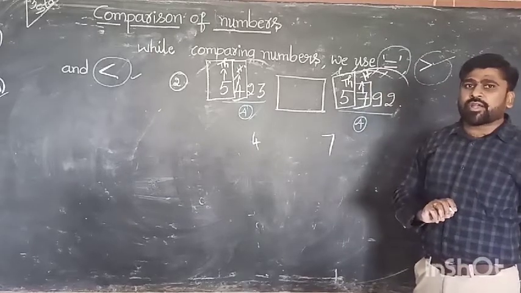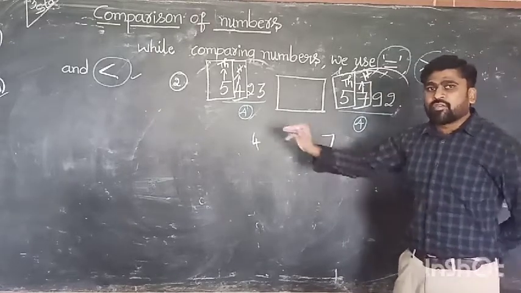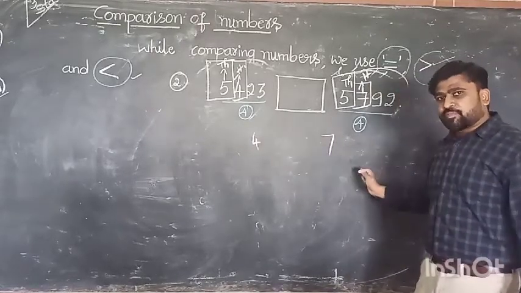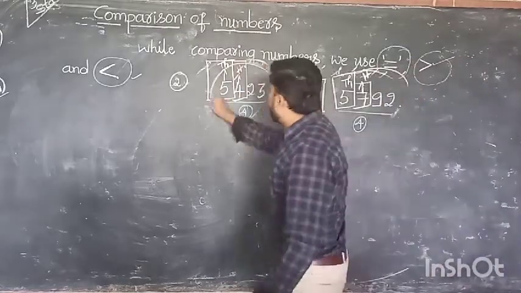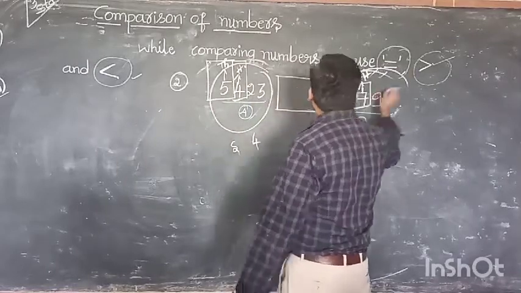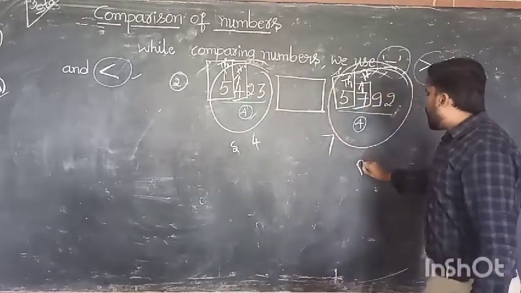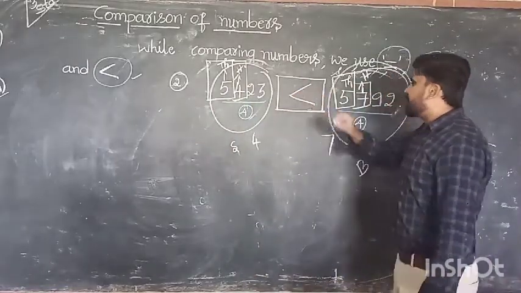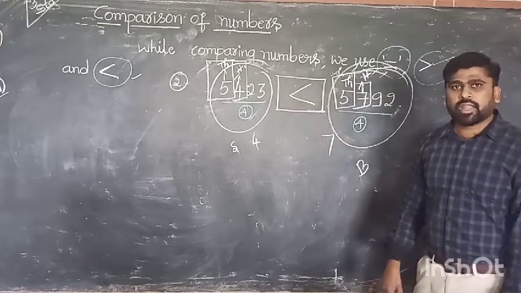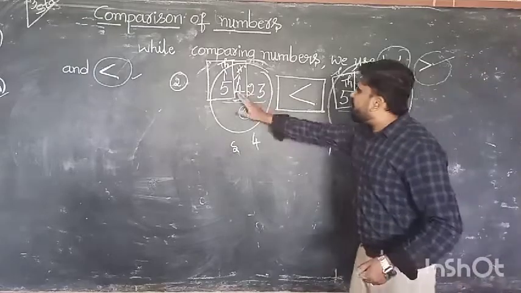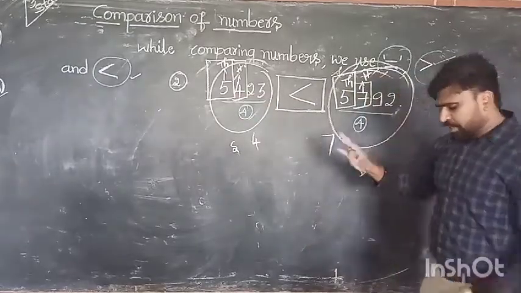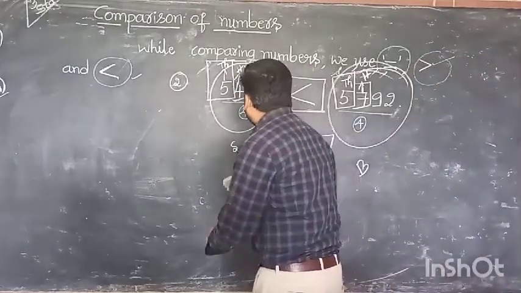Now we are going to compare 4 and 7. 4 is the small number, 7 is the big number. That means the first number is the small number and the second is the big number. So the answer is like this. Understood? If the 100s place is also the same, clear? I will show directly here.